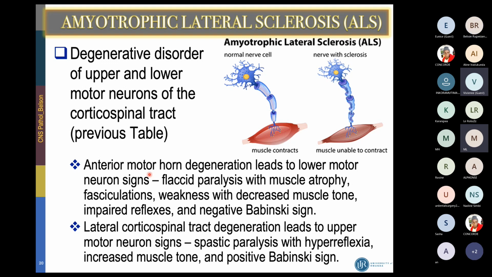So the atrophy and the weakness of the hands is another sign.